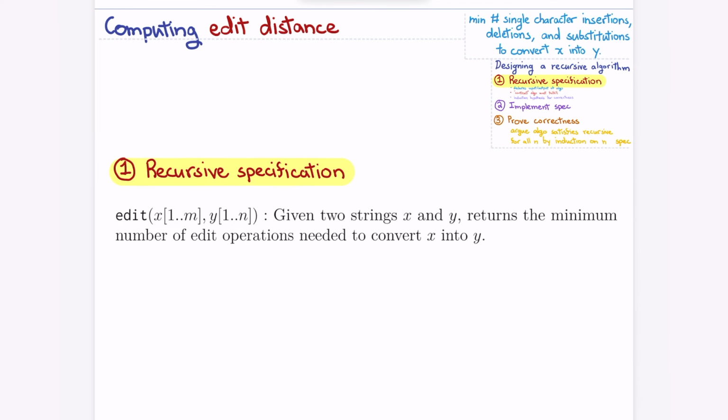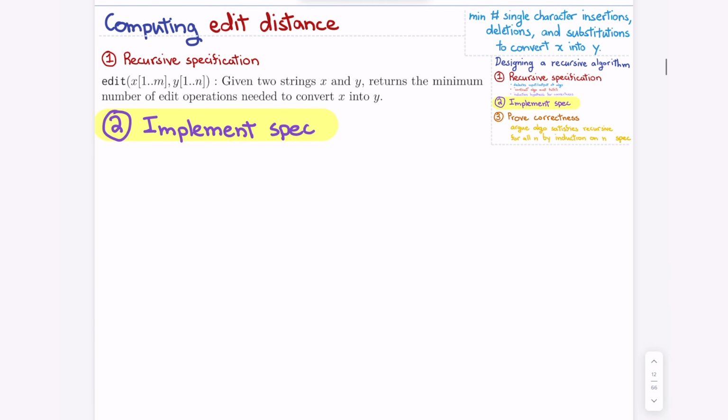Okay, so given two strings X and Y, we want to write an algorithm that computes the minimum number of edits to get from X to Y. Okay, I'm just restating sort of what we've already done. Okay, let's implement this. Yeah, so let's try to implement this. So you're going to try to implement edit from X, which has length M, to Y. Okay, so let's try to implement a recursive algorithm.